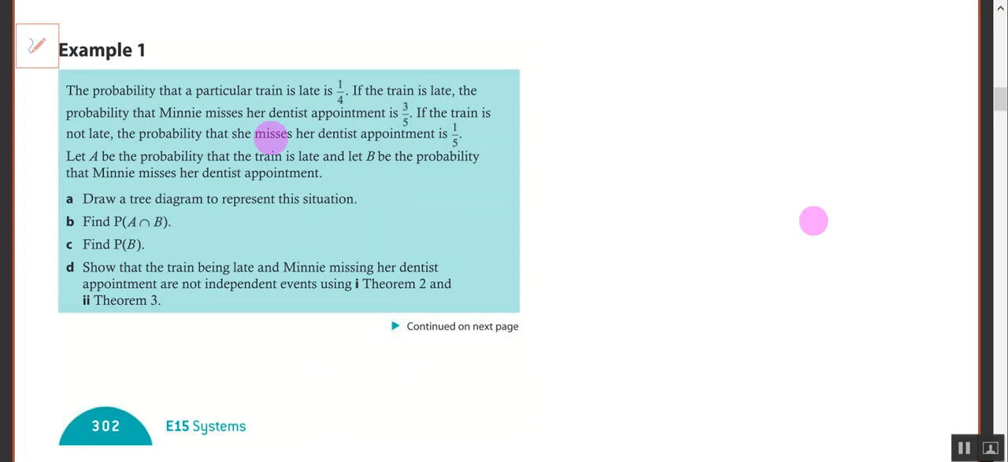So let's have a look at this example. Let's go step by step. The probability that a particular train is late. Do you remember I talked about a question like this, right? The probability that a particular train is late is 1 from 4.